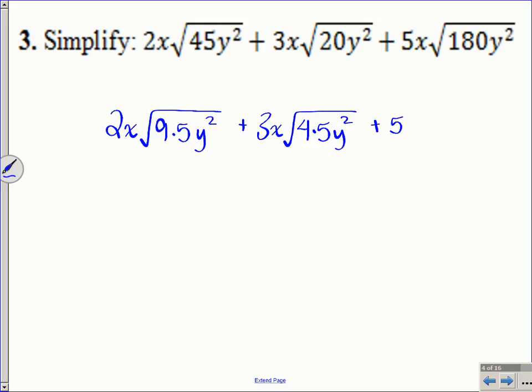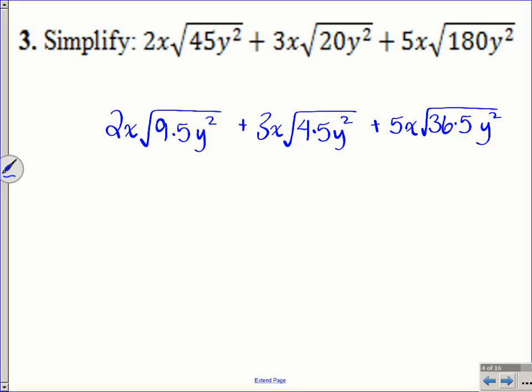Well, actually, I think we can go bigger. 16 doesn't work. Maybe let's try 36. 36 works. Perfect. Hopefully something times 5, right? Since we have a 9 times 5 and a 4 times 5. So we have 5x square root of 36 times 5 y squared.